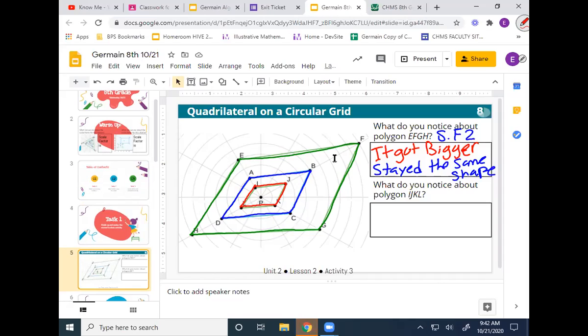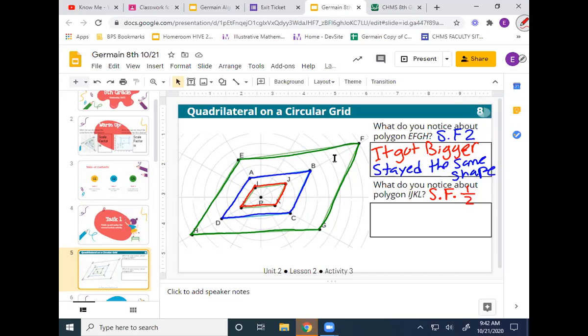Now let's compare what we did with this blue original figure, but now let's look at that smaller shape, IJKL. What did we say our scale factor was? What did we use for a scale factor when we made it smaller like that? What did we think? Nice job, Mila. We used a scale factor of 1/2. Very good, Mila and Tiffany. So we used a scale factor of 1/2.